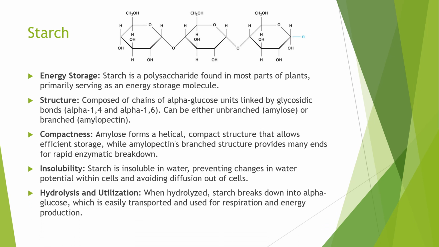When a plant needs energy, starch is hydrolyzed, breaking down into its individual alpha-glucose units. These glucose molecules are then easily transported and used in respiration, where they provide the energy necessary for various cellular activities. In summary, starch's structure with both amylose and amylopectin, its compact, insoluble nature, and its ability to release glucose quickly makes it an ideal energy storage molecule for plants.